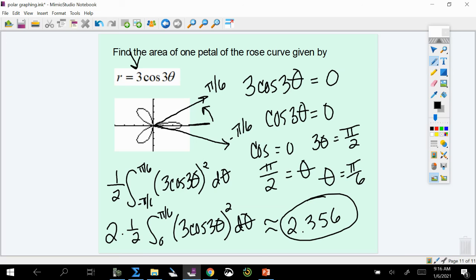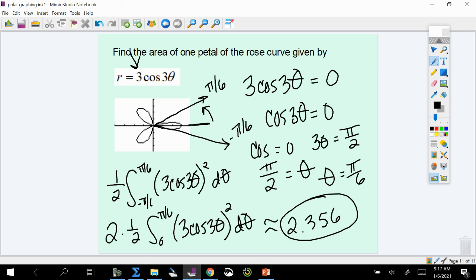If they ask you for the entire area, it's truly just a matter of taking that answer and multiplying by how many petals there are. So if I know that one petal is 2.356, then this entire rose curve has 3 petals, so I would multiply by 3. So really any rose curve problem, whether they're asking you to find half a petal, a full petal, or all of the petals, it's all going to come down to starting with that basic piece, because of the symmetry, and then multiplying if they want the full area.